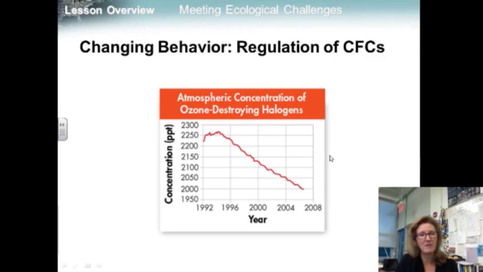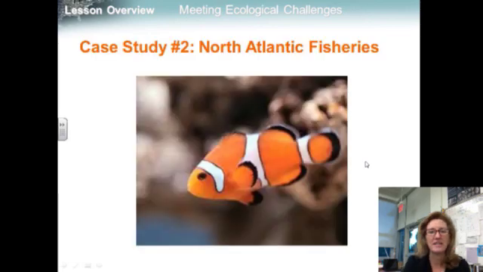Evidence that the CFC ban has had a positive effect: there is evidence that it has had positive long-term effects. Current data predict that although the ozone hole will continue to fluctuate in size from year to year, it should disappear for good around the middle of this century. So there you go, gone down drastically. So let's look at another case study.